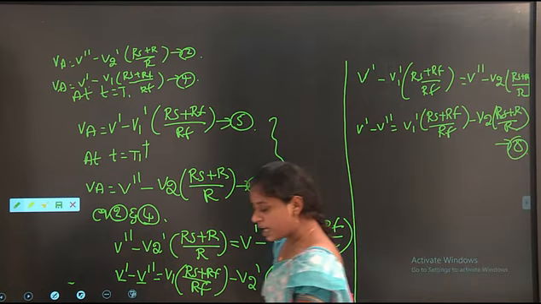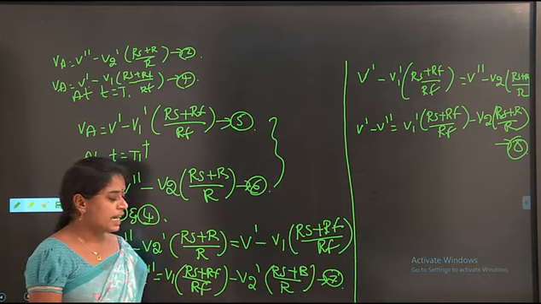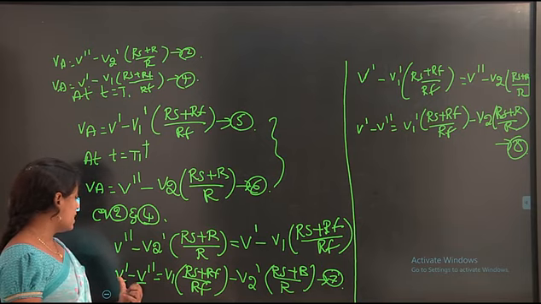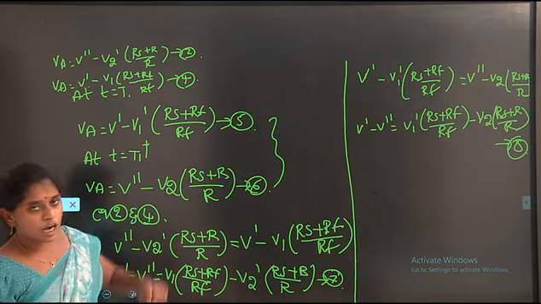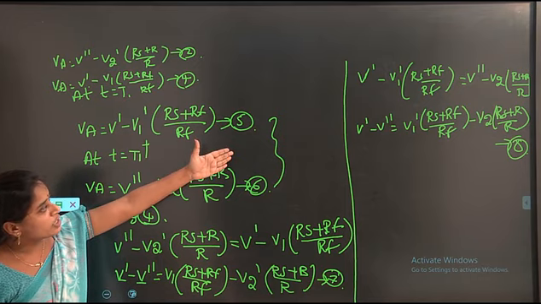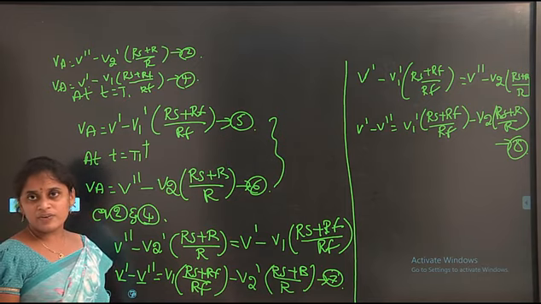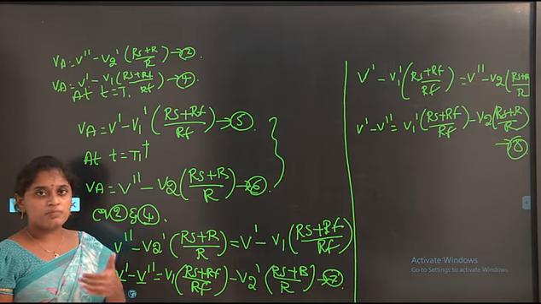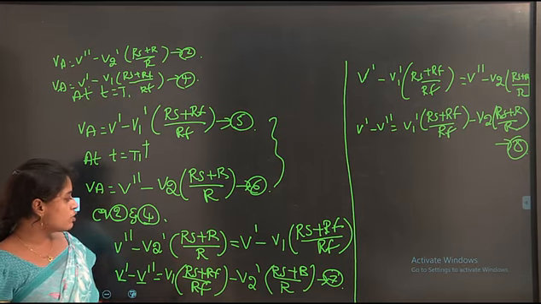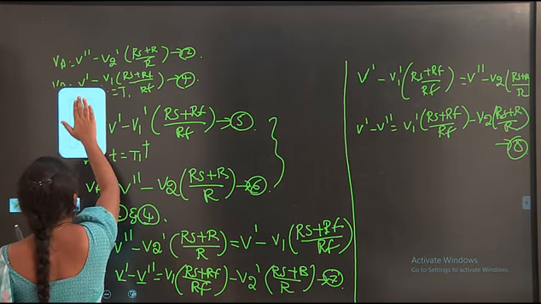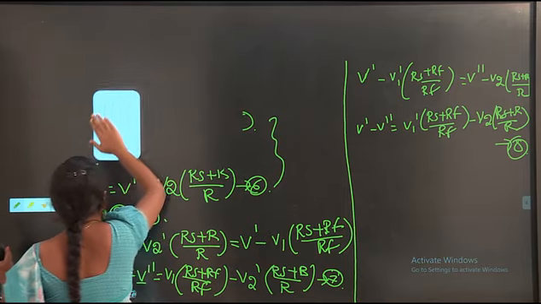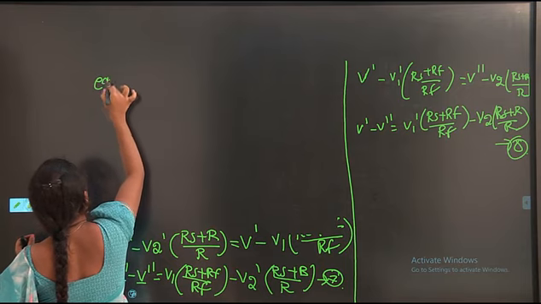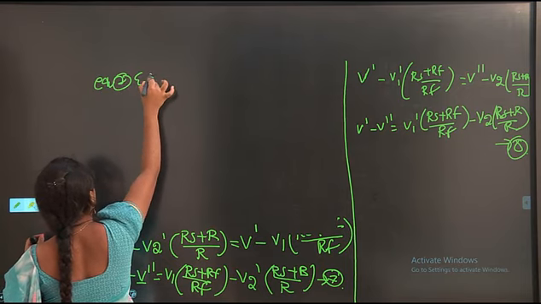Just by observing equation number 7 and equation number 8, we simply say that equation number 7 is the difference between the inputs, that is V dash and V double dash. Obviously the output, that is equation number 8, is also the difference between V dash and V double dash. So that's why we have to equate these two equations. So by equating equation number 7 and 8, we write like this.